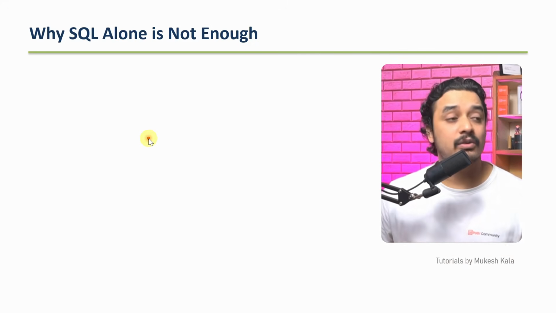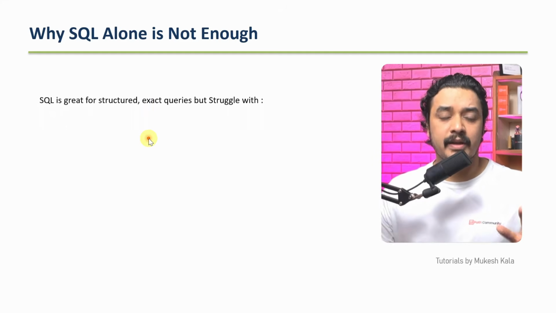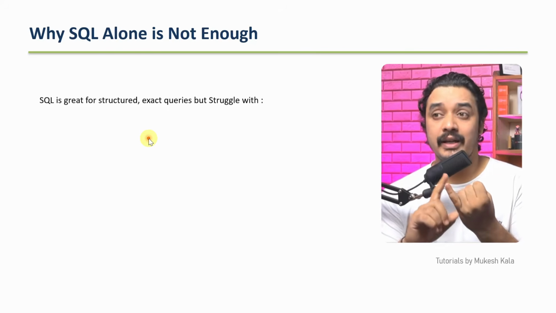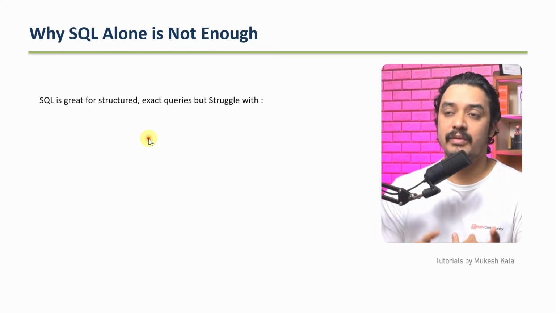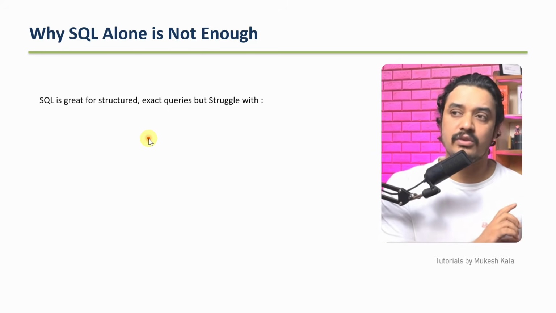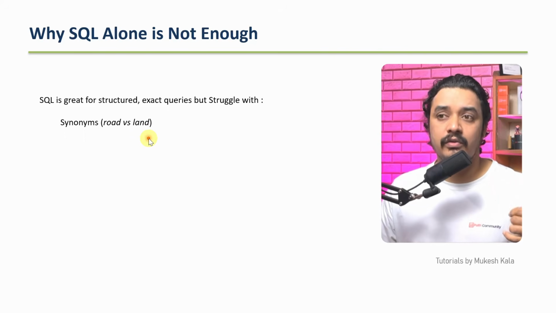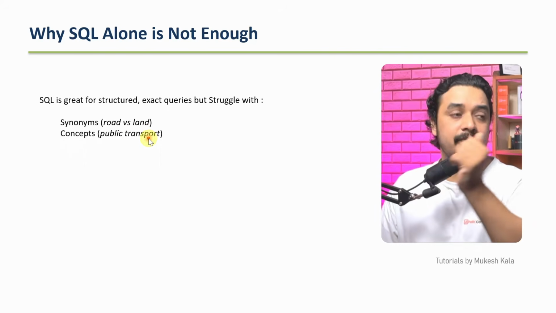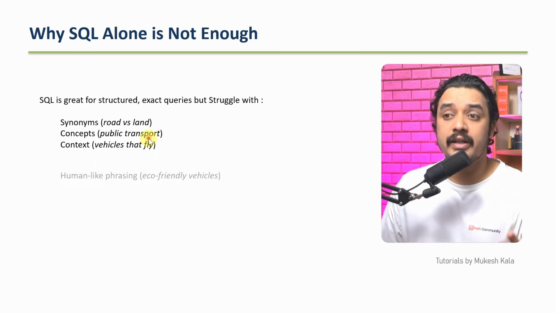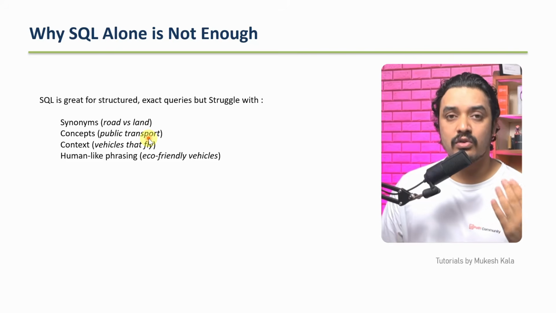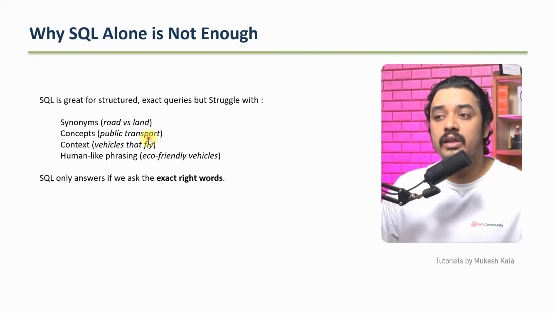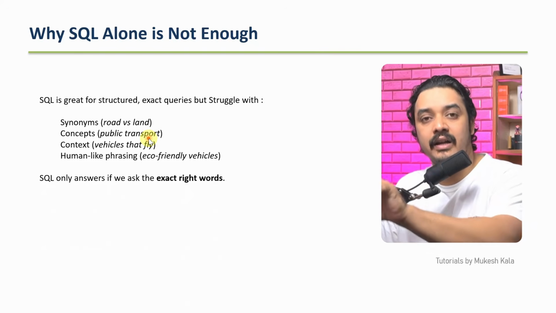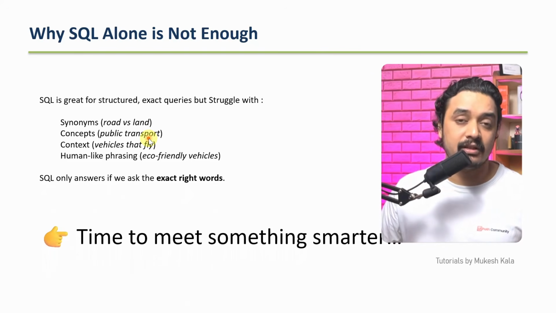Let's try to understand why SQL alone is not enough. SQL is great. I'm not saying that we should not use SQL, but it is great for structured, exact queries, whenever you have data that can be accommodated in rows and columns, as we have seen in the previous playlist and the use cases. It's awesome there. But it struggles when you have synonyms like road versus land, concepts like public transport, context, and human-like phrasing. When humans talk to one another, we don't use the exact words, we just use casual phrasing. That's why it is not able to understand. SQL only answers if we ask with the exact right words, otherwise it fails to answer the queries.